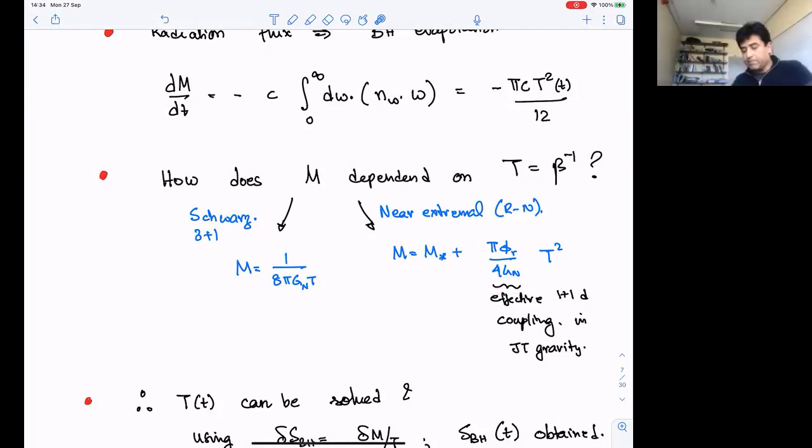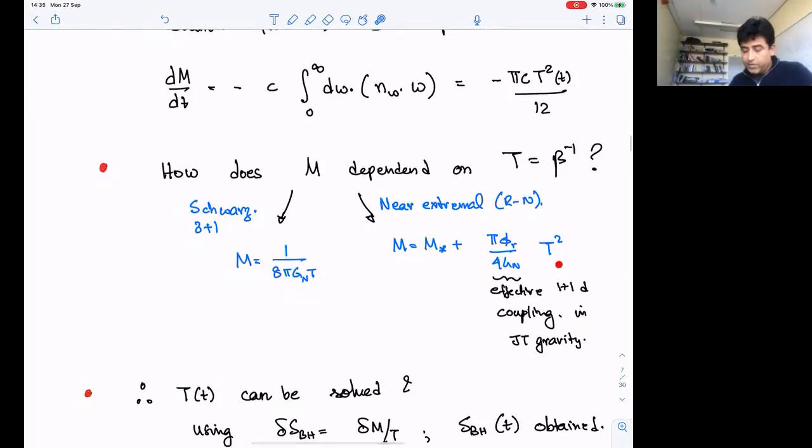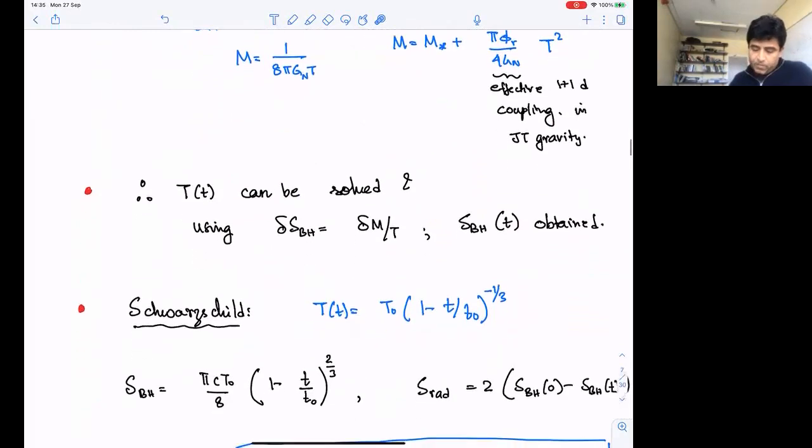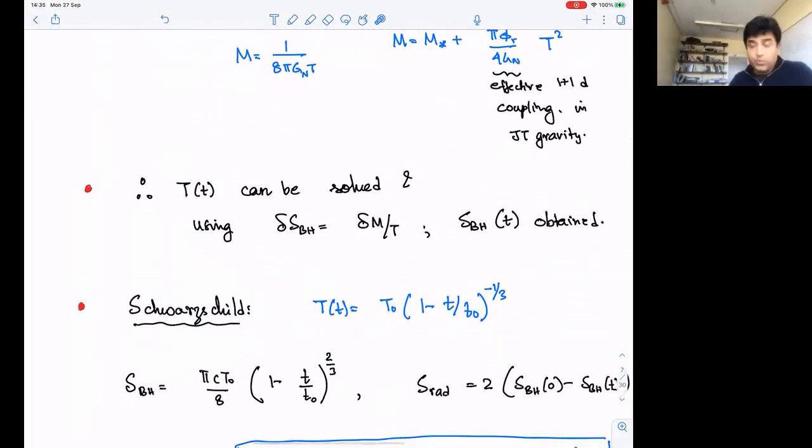So here are two situations, the Schwarzschild black hole case and the JT gravity case, which is extremal, which describes basically near extremal Reissner-Nordström. So here the temperature dependence is T squared plus a constant. So either of these we can solve, we can plug it in here and solve for the temperature exactly. And once we solve for the temperature, we can also extract the Bekenstein-Hawking entropy, the time-dependent Bekenstein-Hawking entropy.